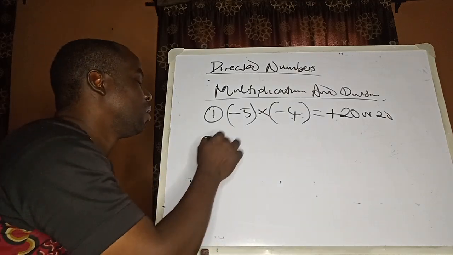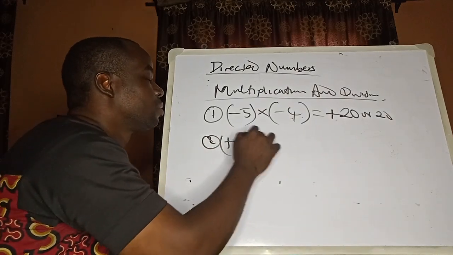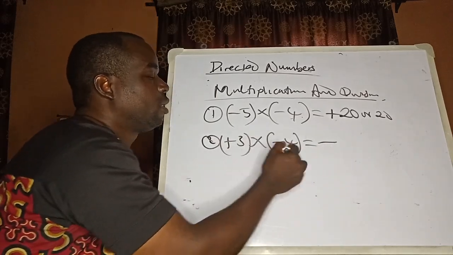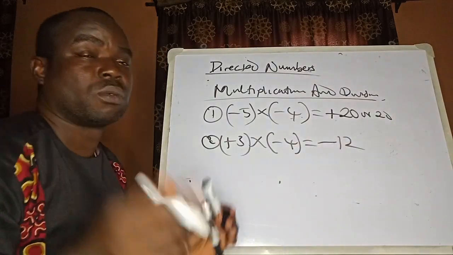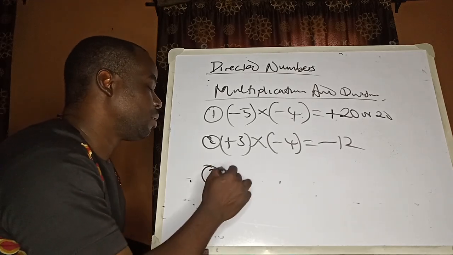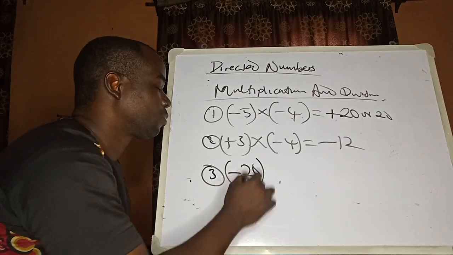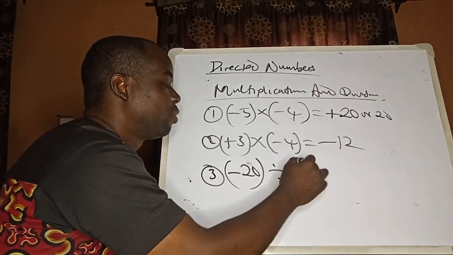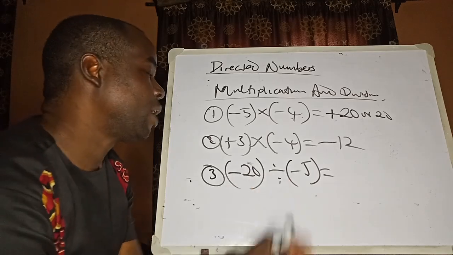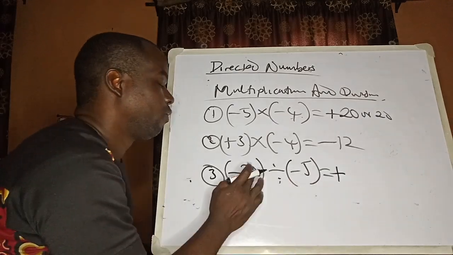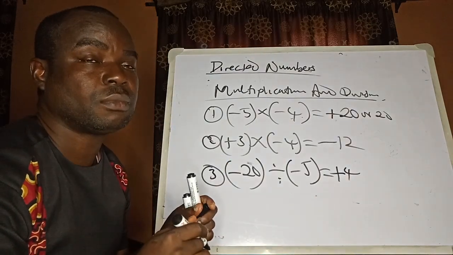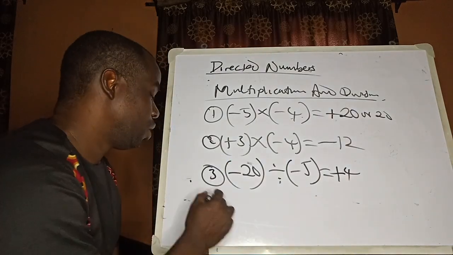Let's do another one. Plus 3 times minus 4. Plus times minus is minus. 3 times 4 is 12. That's all. Then for division, let's do something like this. Minus 20 divided by minus 5. You do the same thing again. Minus divided by minus is plus. 20 divided by 5 is 4. Simple. Are we good?